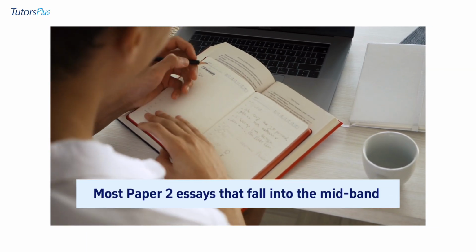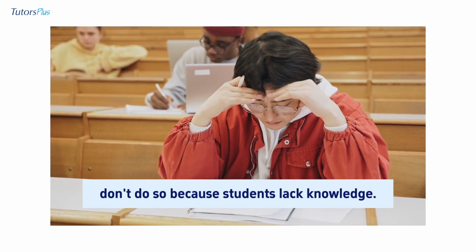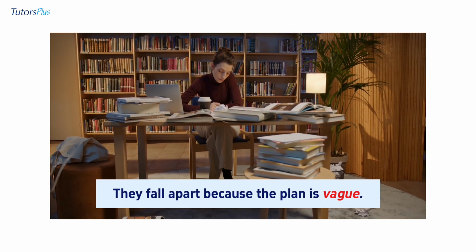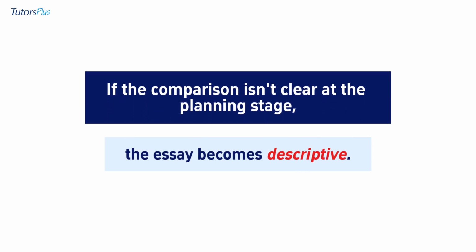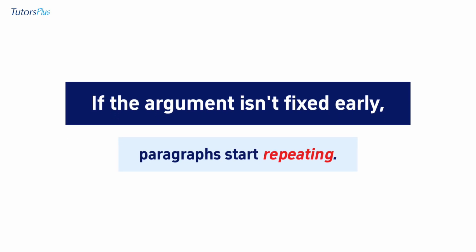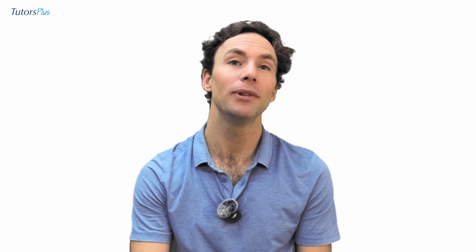Now, most Paper 2 essays fall into a mid-band. Not because students lack knowledge, but they tend to fall apart because they begin with a vague plan. If the comparison isn't clear at that planning stage, then the essay becomes descriptive. If the argument isn't fixed early, the paragraphs start repeating. So once that happens, no amount of textual knowledge can rescue that response and bring it back to level 7. So today, we'll look into a planning method that gives you control, not just structure.